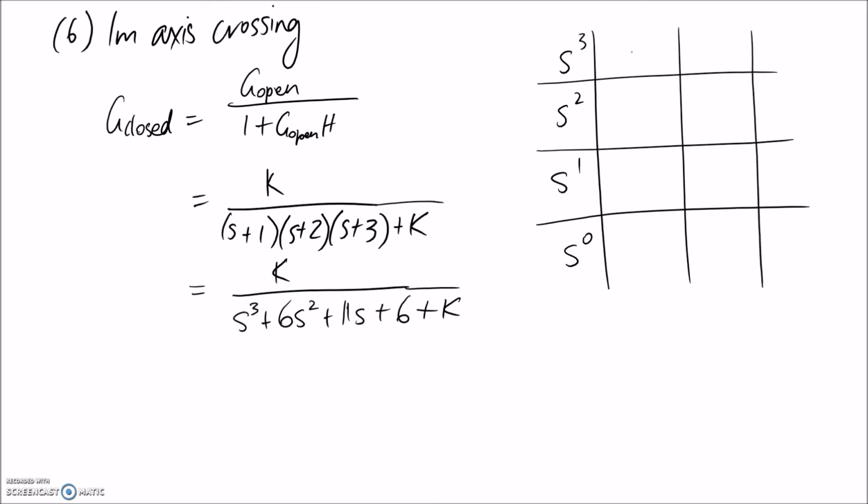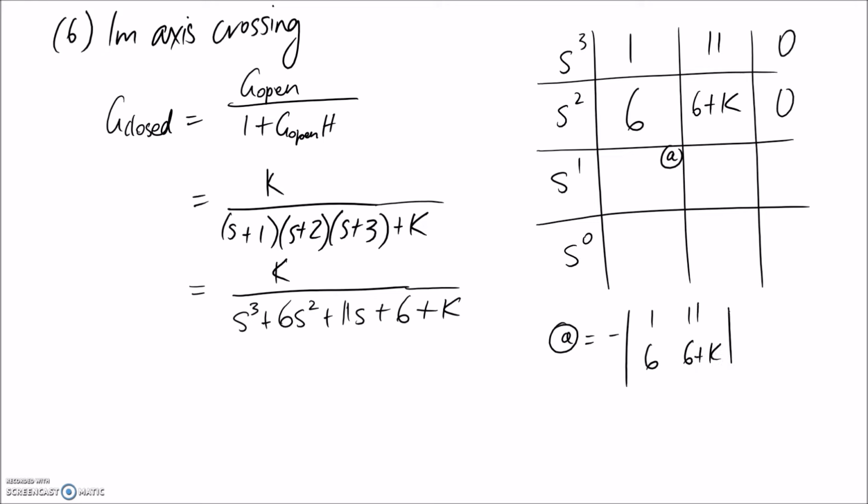Filling out, the coefficients are 1, 6, 11, and then this is the constant 6 plus k, and everything else can be zeros as much as you need. So if we're going to look at forcing a row of zeros, let's start with filling in this cell here. I'm going to call it A. We should be able to get it from the negative of the determinant of this matrix here, divided by the pivot element, which is equal to 6.